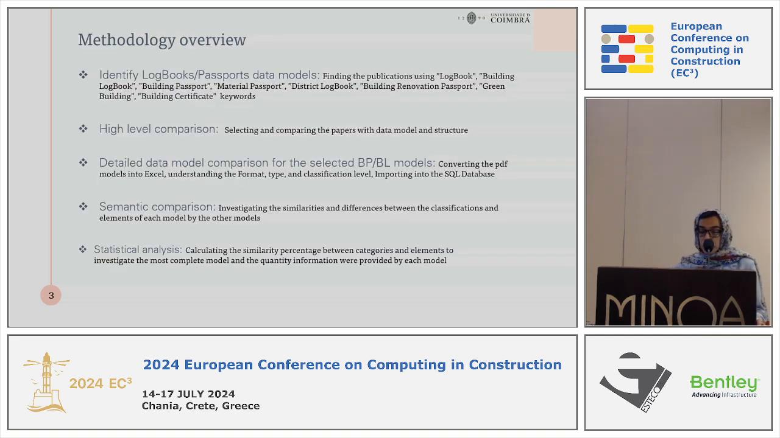Our methodology: at the beginning, we started to find the DBL data models, and we used LogBook, building passport, material passport, district LogBook, building renovation passport, green building, and building certificate to find the main data models and main papers. At the next stage, we selected the papers at a high level. We did a comparison, and we compared the data models and the structure of the data models.